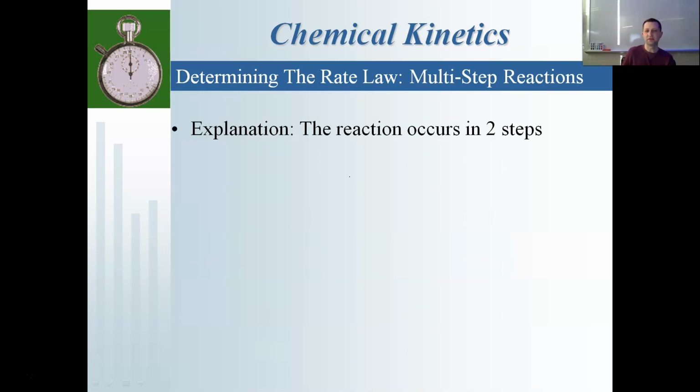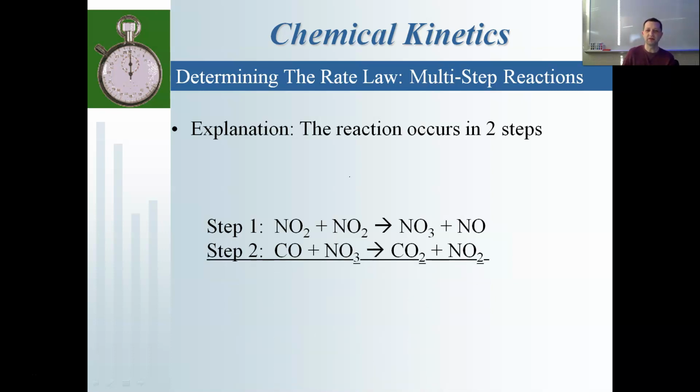So the explanation for why this could occur the way it does is that the reaction occurs in two steps, or maybe even more than two steps. So step one, we're going to have NO2 plus NO2 yields NO3 plus NO. Now you're not going to be responsible for really writing these. We can predict what the reaction mechanism could look like, but you need to know there's a lot more that goes into it to figure these out. So usually you'll be given these, or you might be asked to predict some of these mechanisms, but not very often. Step two, we're going to have CO plus NO3 yields CO2 plus NO2.